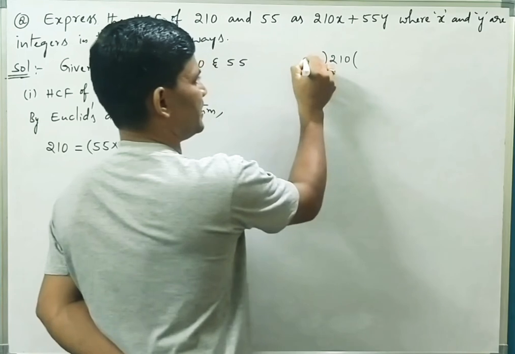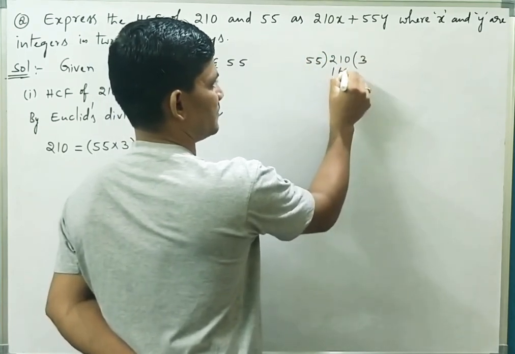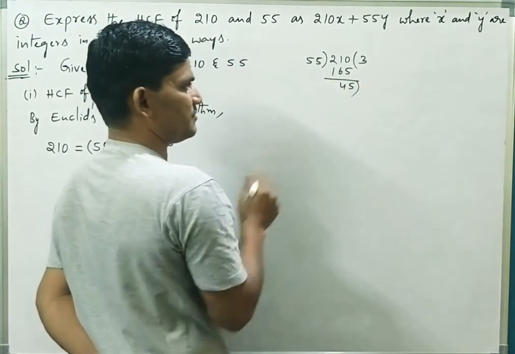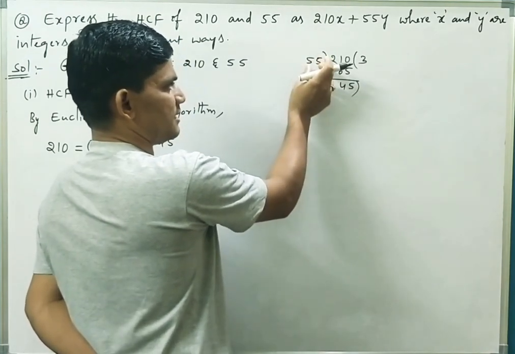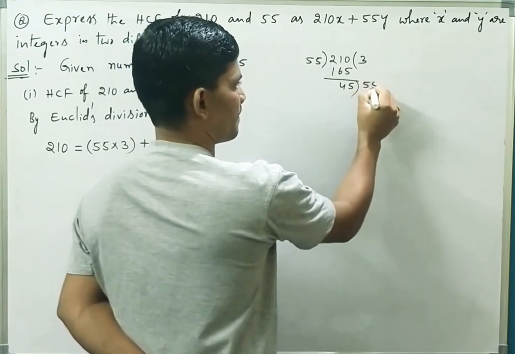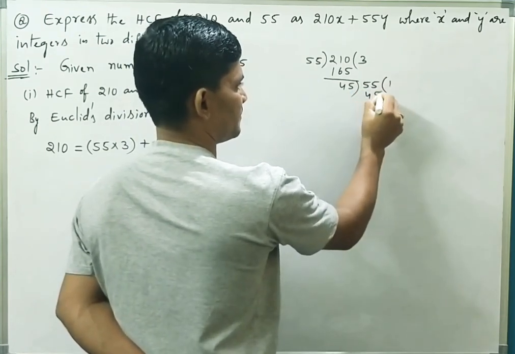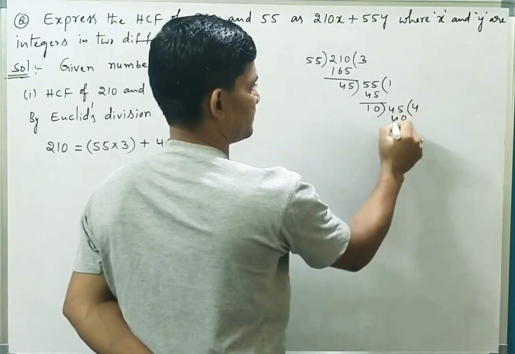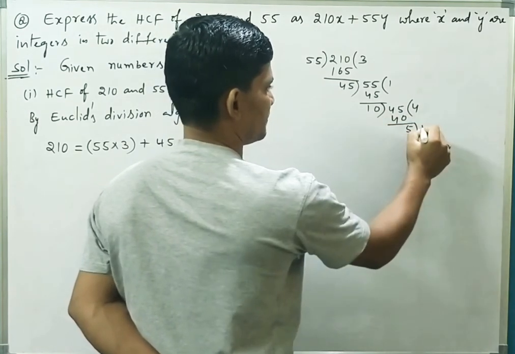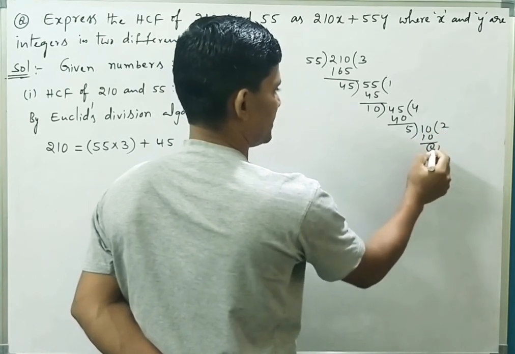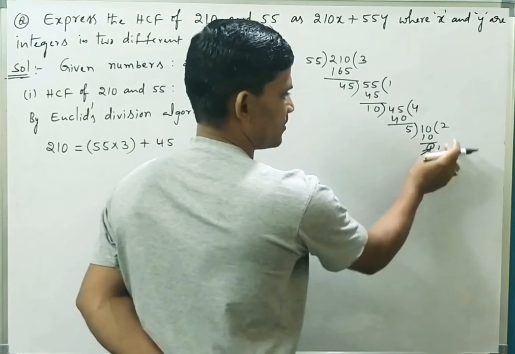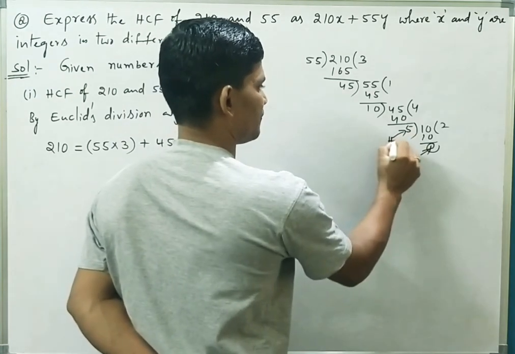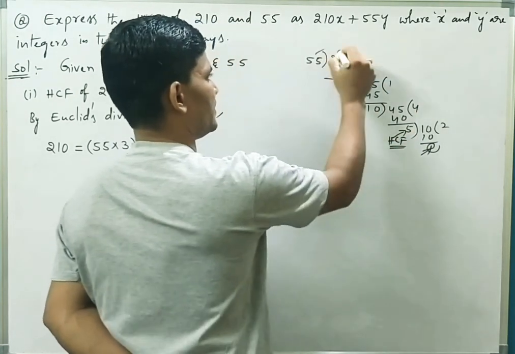210 divided by 55, 3 times 165, difference 45. As the difference is not 0, we have to continue the division by taking the remainder as divisor and the previous divisor as dividend. Again 45, 1 time, difference is 10. Again continue the division, 4 times 40, again continue the division, 2 times 10. Finally, we got the remainder 0, you cannot proceed further, because division by 0 is not defined. This divisor is the HCF. So this is the HCF of the given two numbers.